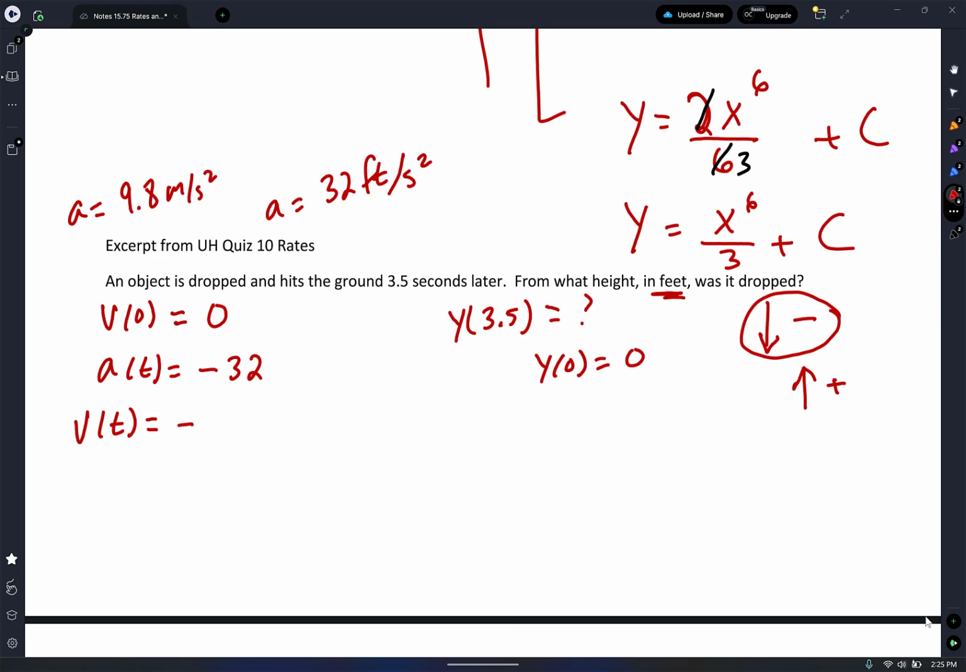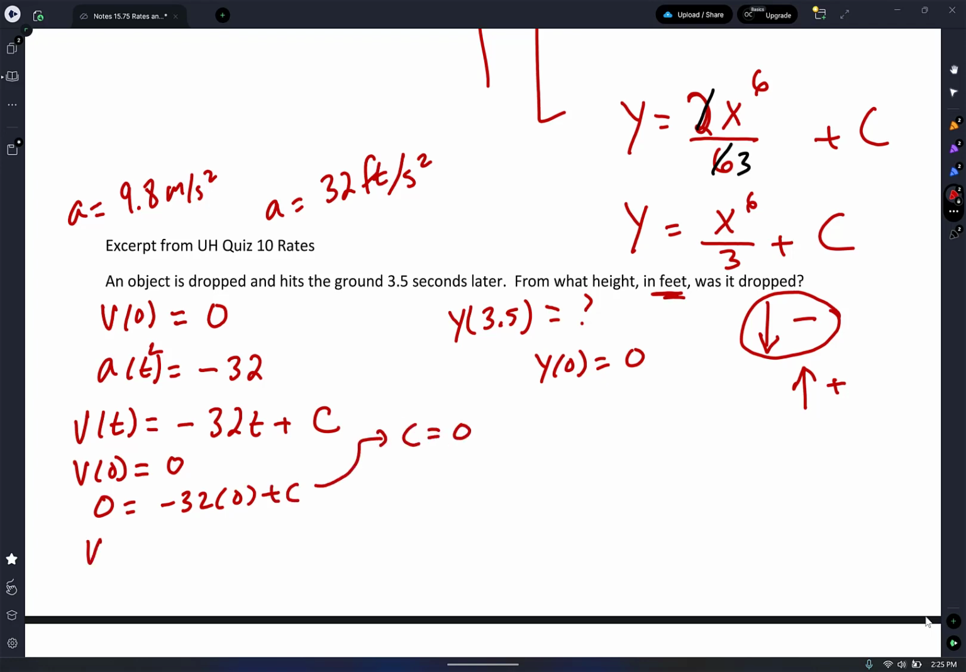Negative 32. Instead of x, what's this letter? T. So negative 32t plus c. Are we okay so far? I know that my initial velocity is 0. So that means 0 equals negative 32 times 0 plus c. So from that, I know that c equals 0. So I'm going to write v of t is just negative 32t.